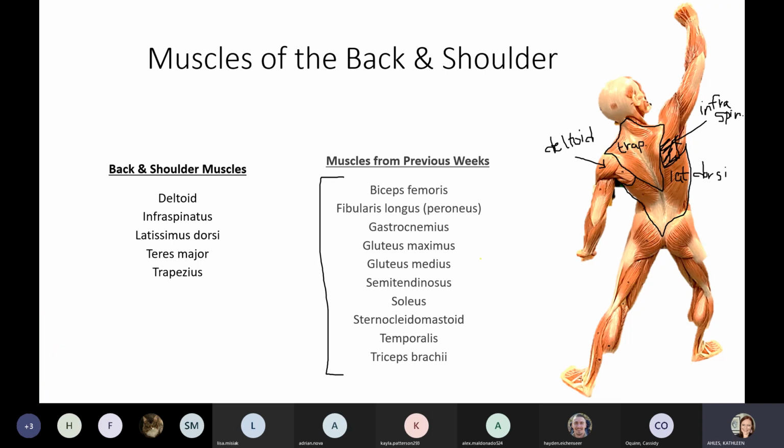And I'm going to switch colors to color in for us. This one over here, this one that I just colored in, teres major. So teres major, we can also see it right over here. There is also a teres minor. We're not making you learn that one, but we do need to be able to identify teres major, which is below infraspinatus. We see infraspinatus right below the spine of the scapula, teres major below that.